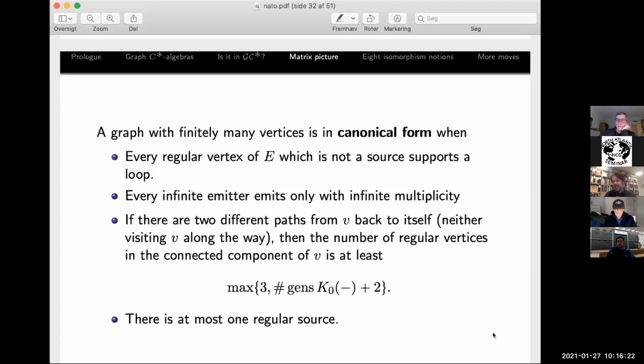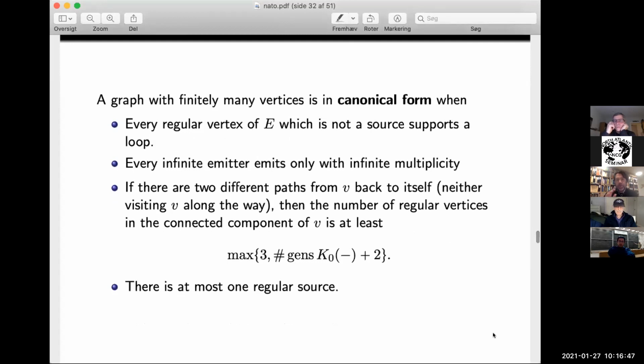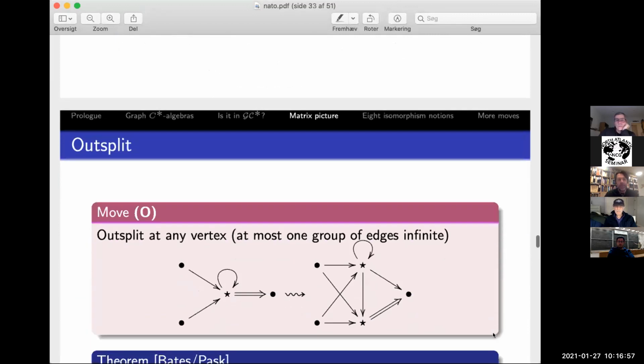So these weird conditions I've stolen directly from the work of Boyle and Huang, where they were used to classify reducible shifts of finite type up to flow equivalence. And then also I would like to have only one regular source. So, I mean, that's just me asking, can I get such a graph? And it turns out that that's possible. So there's a way of taking any graph that gives a unital graph algebra and changing it without changing the underlying graph algebras. And so this is the idea of these moves.